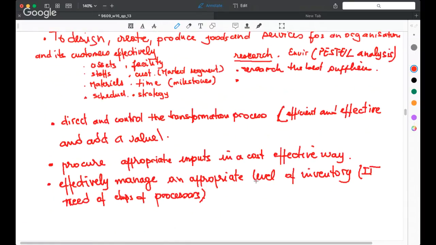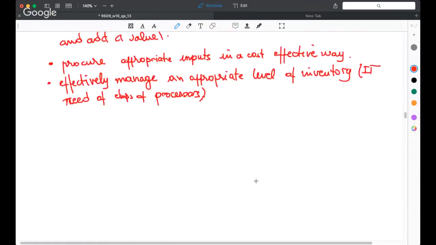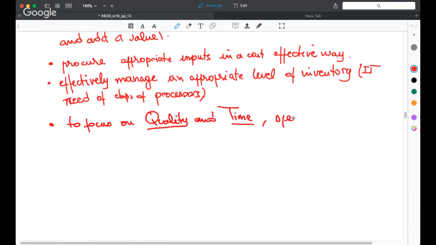If you are building tables, you need the right amount of food. Okay, so you also have to focus on quality and time. I put that in big because it's really important. Okay, quality time. And the speed of response to your market or to your customer.